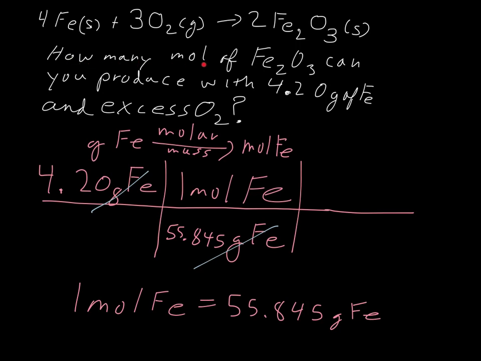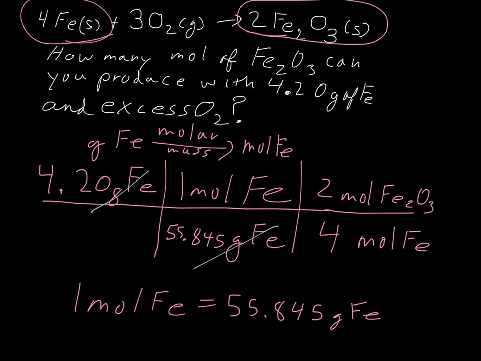The problem wants to know how many moles of iron 3 oxide I can produce. So I know my next step is going to involve getting rid of moles of iron. Do I know a relationship between moles of iron and moles of iron 3 oxide? Yes, I do! My chemical reaction gives it to me. My chemical reaction says that 4 moles of iron is equivalent to 2 moles of iron 3 oxide. And I got that simply by looking at my chemical equation.